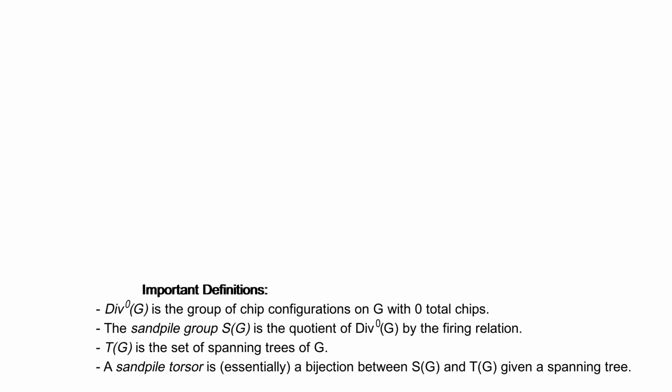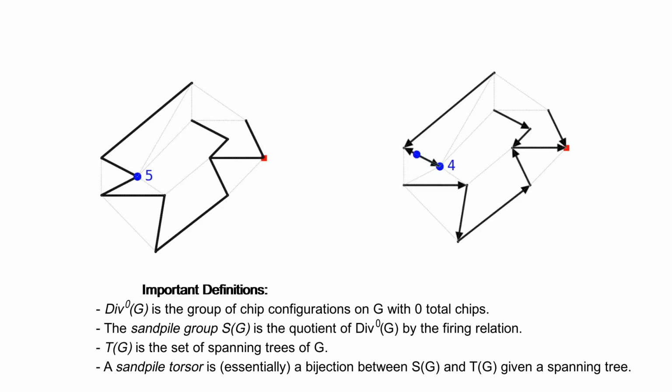How can we use this idea to define an action of S of G on T of G? Well, every firing equivalence class has representatives that have a non-negative number of chips away from the sink. But how do we know which one to choose? As with the last result, it doesn't matter.